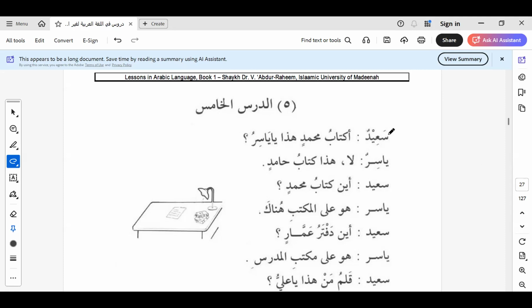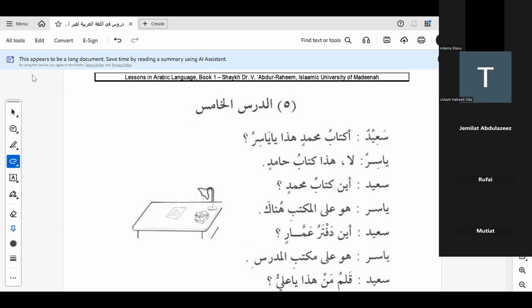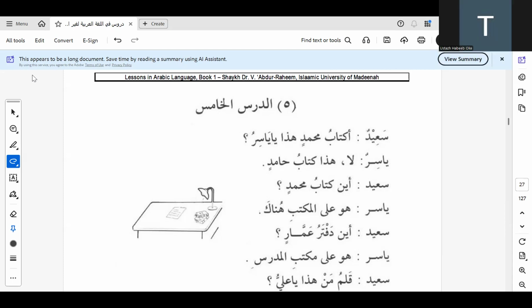Let's have two people have this conversation. It has to occur between two people, and then let's read it off. We have brother Wafa and brother Adam, but brother Adam has a network issue, so he won't be able to get involved. We need one male and one female. Brother Rufa, you be Sa'id, and let one of our sisters be Yasir. بسم الله. كتاب محمد هذا يا ياسر. We need one sister to represent.